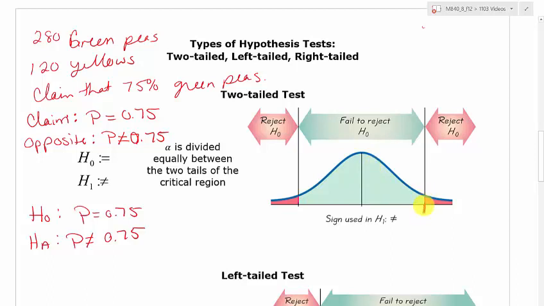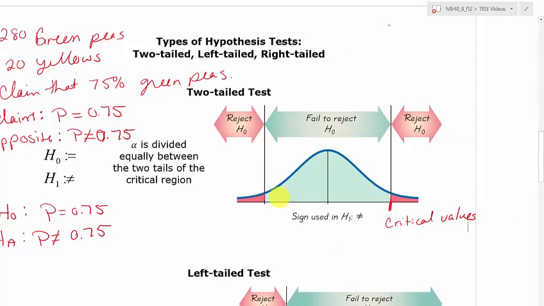So these are critical values. And the critical values are based off of the significance of your test.